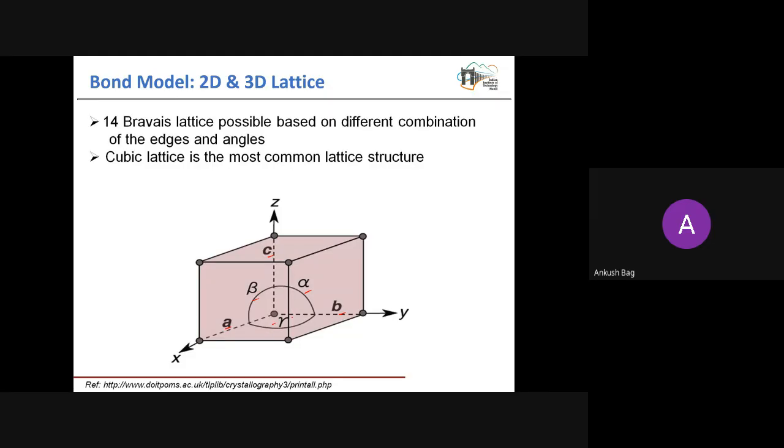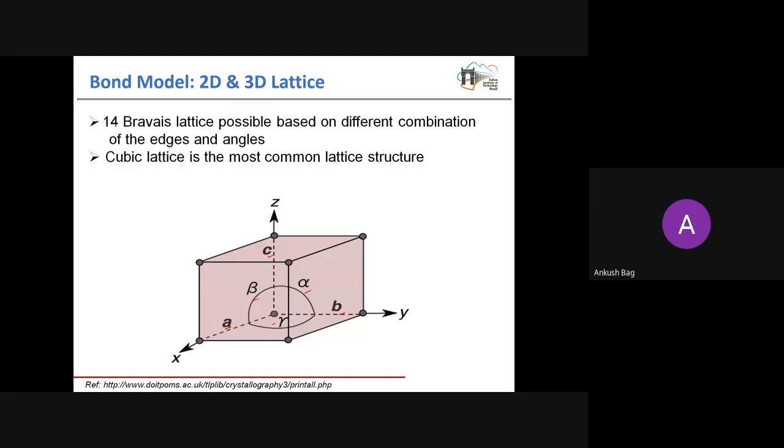But it may not be the case for all crystals, or for all semiconducting materials. Depending on this variation, we will have different types of crystal. Typically 14, and this is called the Bravais lattice.